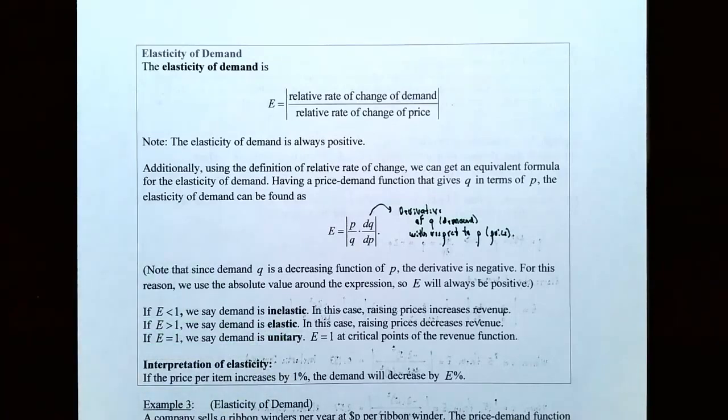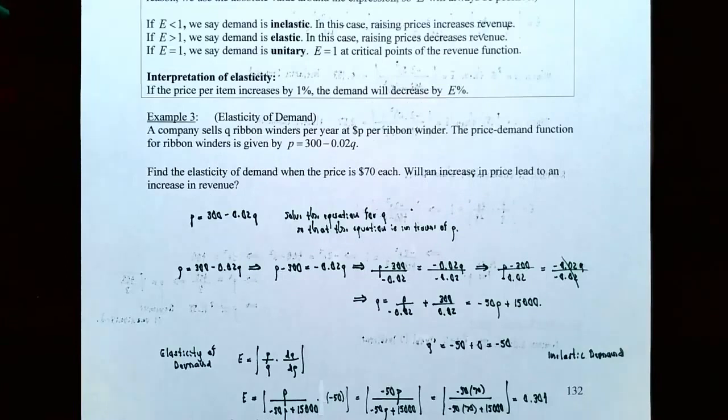If E equals 1, you have critical points for the revenue function, which means the revenue function will be maximized. We have these three cases where E is less than 1, greater than 1, or equal to 1, but what does it actually mean? The interpretation for elasticity of demand: if the price per item increases by 1%, the demand will decrease by E%. Whatever you find for the elasticity of demand, change that to a percent, and that's how much the demand will change if prices increase by 1%.